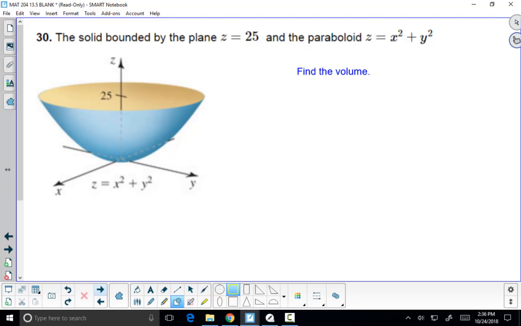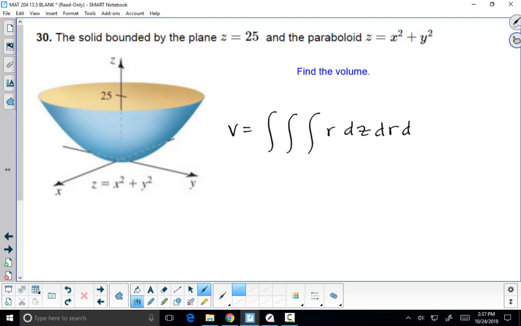Okay, so solid object bounded by a plane and a paraboloid. And we're going spherical. So triple integral, we're finding volume, so it's r dz dr d theta. So there's no function in there other than the r. The r is part of the differential, or it comes with the differential. So that's really a volume integral.